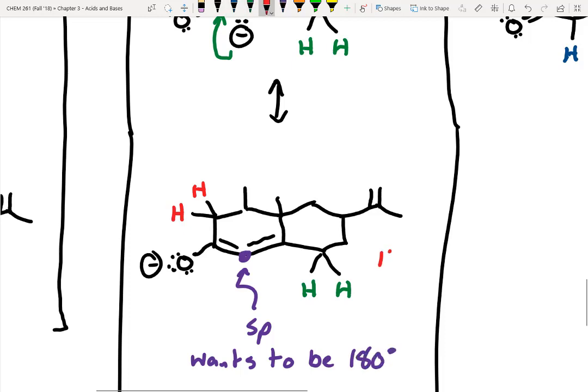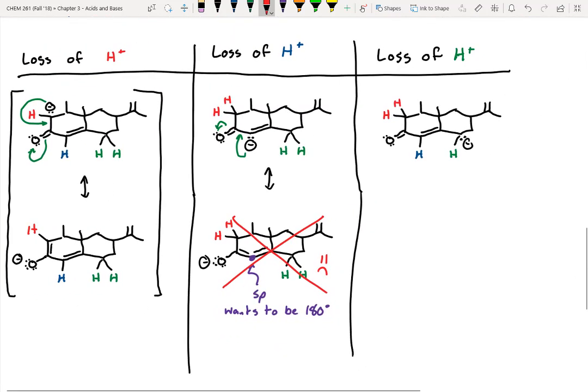Therefore, I'm going to put a little frowny face here and put an X through it and just say this isn't really a valid resonance structure, because in order to accomplish that, we'd be contorting it so far out of VSEPR alignment, it's just really not going to occur. Make sense? All right, now let's do the last one.